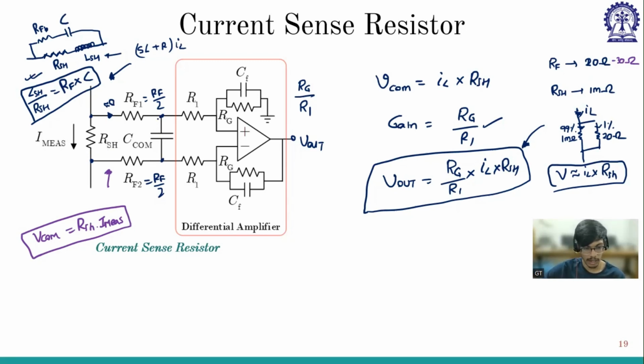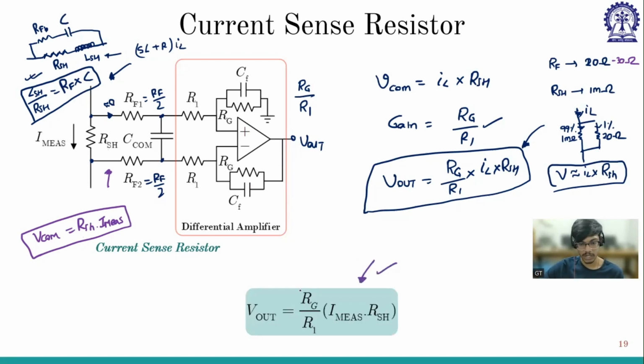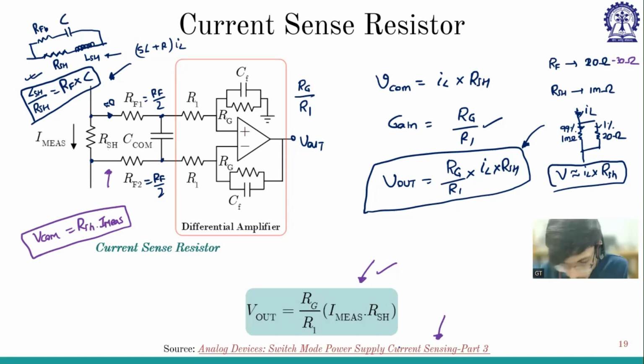And because the RSH is very small, the gain is not sufficient, so we have to increase the gain, and we are using a differential amplifier. So this is the final expression of this circuit, and this is also present in this datasheet. If time permits, I can open this datasheet and go through it, but we can do that at the end. First let me complete the concepts I'm planning to complete today.